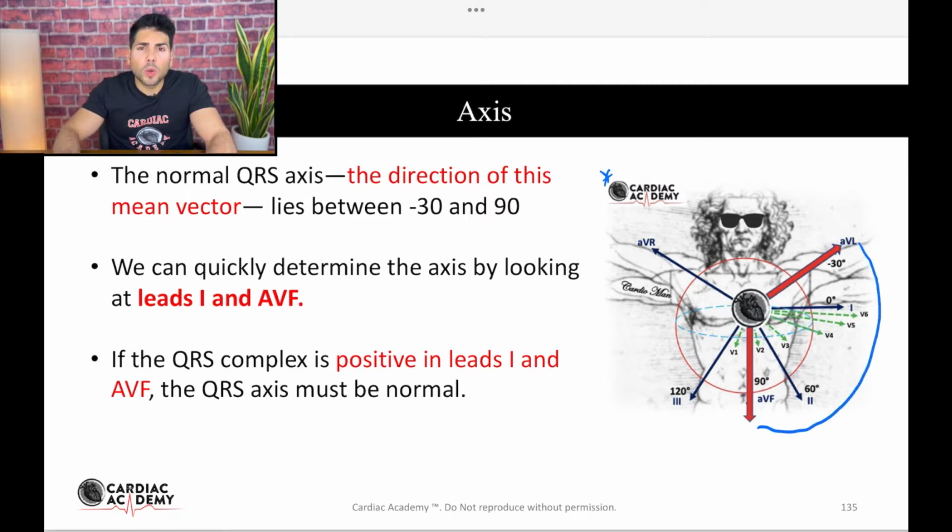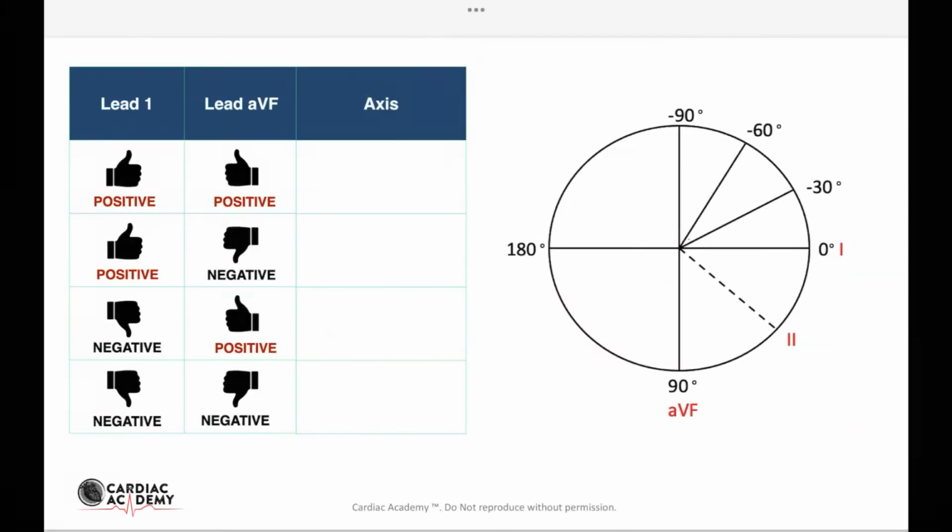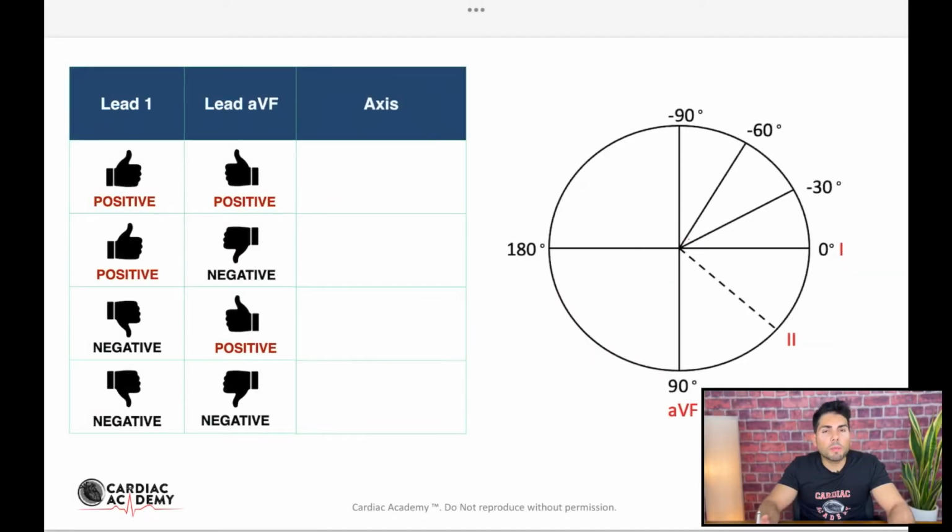Okay? So the way that we assess for axis is by looking at lead 1 and lead aVF, and we'll practice together. Some people like to think about that as 2 thumbs up. If you look at lead 1 and it's positive, and you look at aVF and it's positive, that's 2 thumbs up, that's a normal axis, okay?